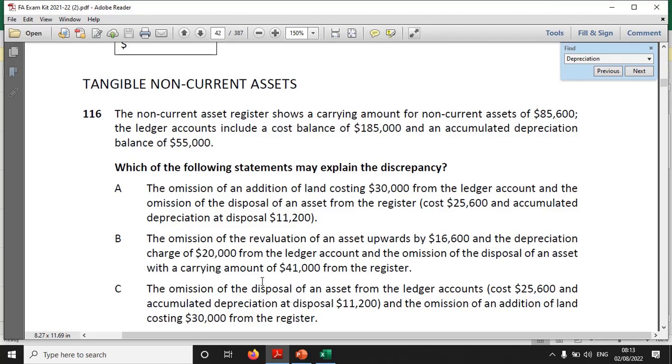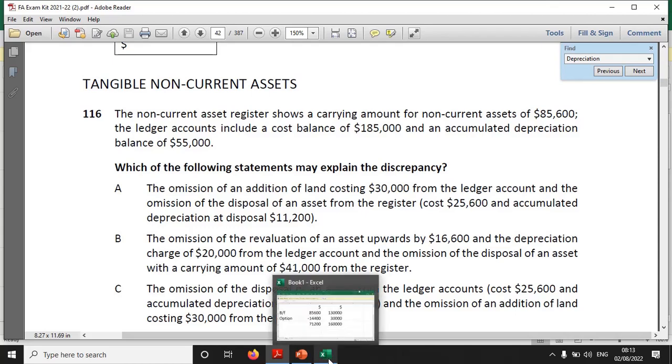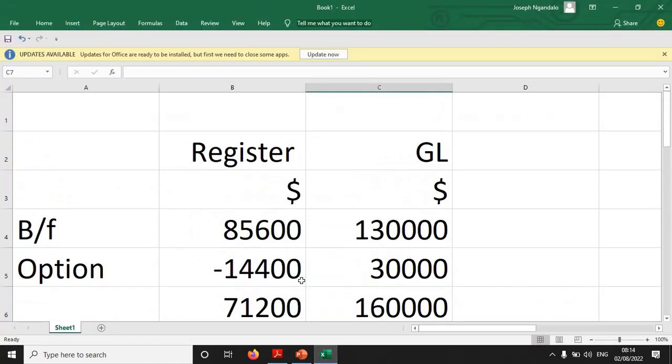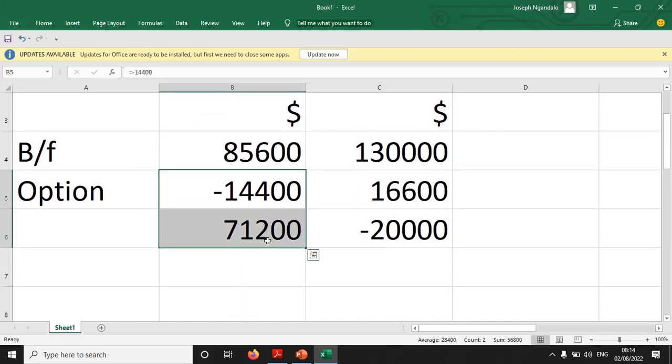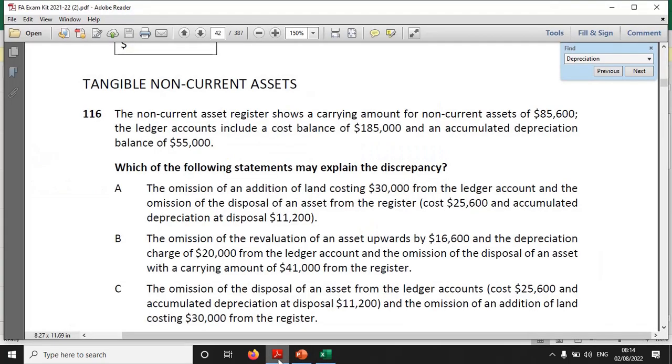From the ledger, so let's do the work. 16,600 comes in as a positive, right? And then the 20 comes in as a minus. Is that okay? I'm going to have to delete. Let's go to the register. What is happening in the register?